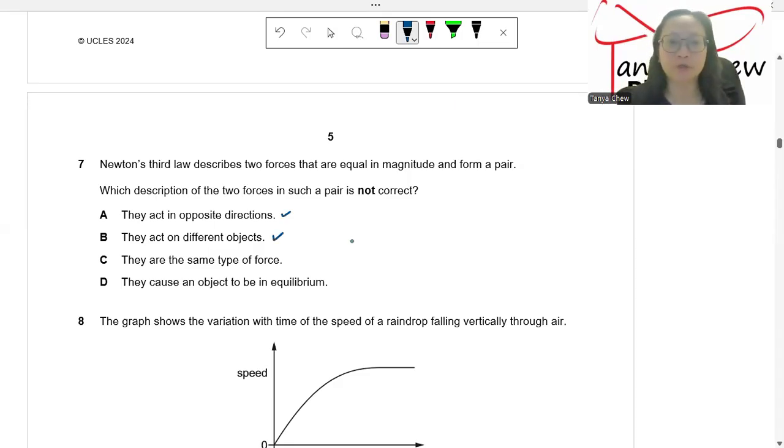Yes, this is true. Newton's third law is about two objects like the sun and the earth, right? The sun exerts the gravitational force on the earth, and the earth is also exerting the same magnitude of gravitational force on the sun. But the gravitational forces of earth and sun are acting in the opposite direction. And they are the same type of force, yes. Gravitational force of the sun, gravitational force of earth, right? And they cause an object to be in equilibrium? No, there's no equilibrium or resultant in Newton's third law. So D is the answer.